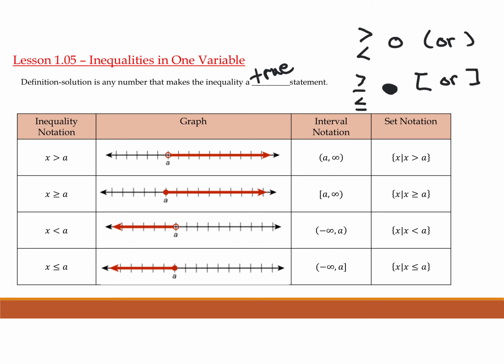If I was writing this in interval notation, you can see this is the point a. The arrow that is pointing to the right is always going to be infinity. Likewise, the arrow pointing to the left is going to be negative infinity. When we are writing infinities in interval notation, whether it's infinity or negative infinity, we always are going to use parentheses.